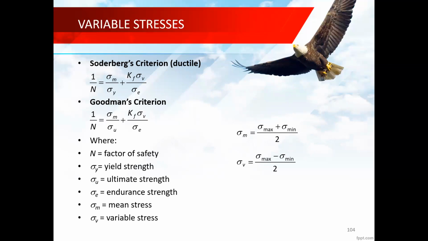Soderberg criterion, for ductile materials, 1 over n is equal to sigma m over sigma y plus Kf sigma b over sigma e. So Goodman's criterion, 1 over n is equal to sigma m over sigma u plus Kf sigma b over sigma e. So the symbols, you already know. So then sigma m is the mean or average of maximum and minimum, divided by 2. So sigma b is the variable alternating stress, sigma maximum minus sigma minimum over 2.